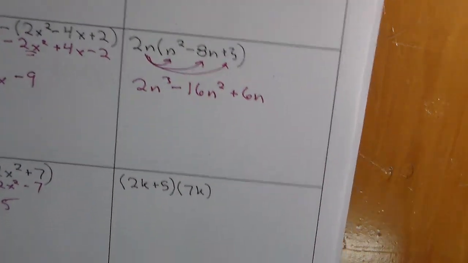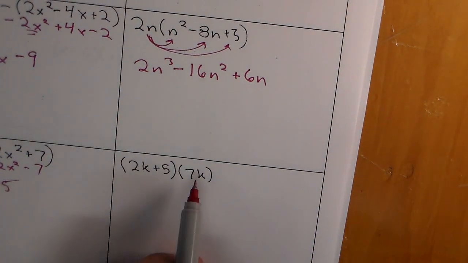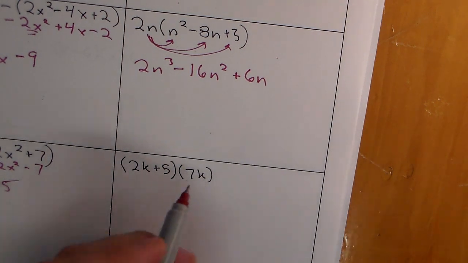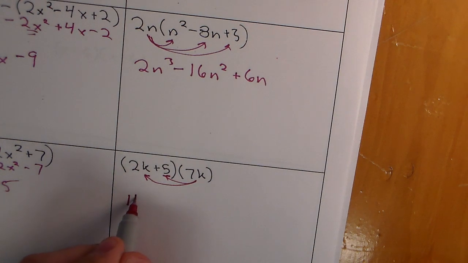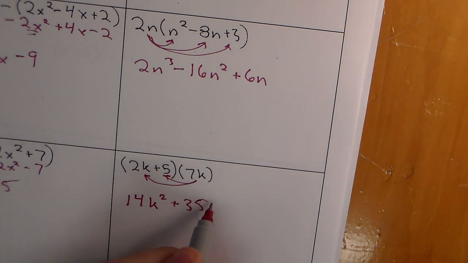And our last one here has a little bit different approach, and that's because we've taken this 7k and put it at the end, but it's still distributive property. Multiply it to both terms, we get 14k squared plus 35k.